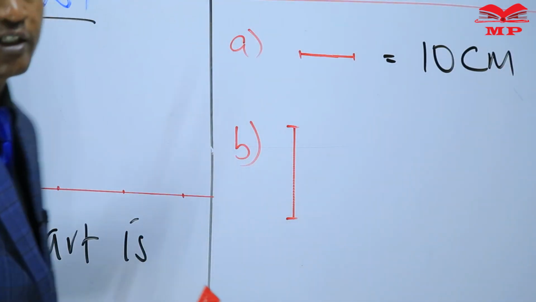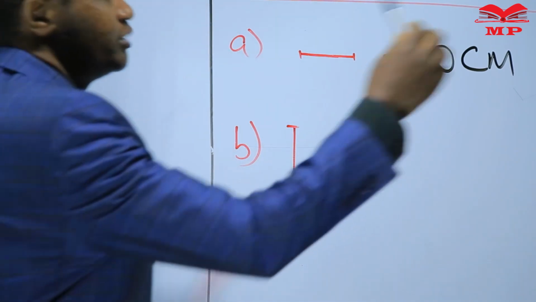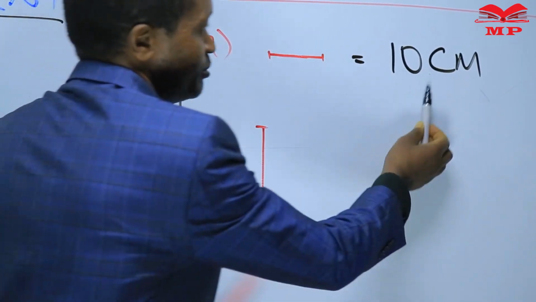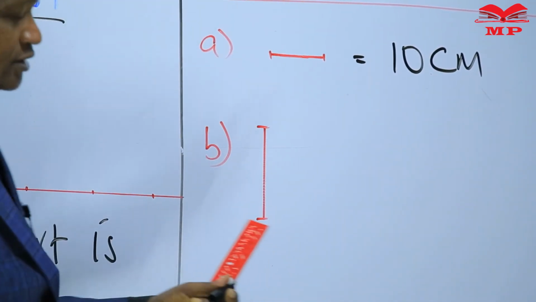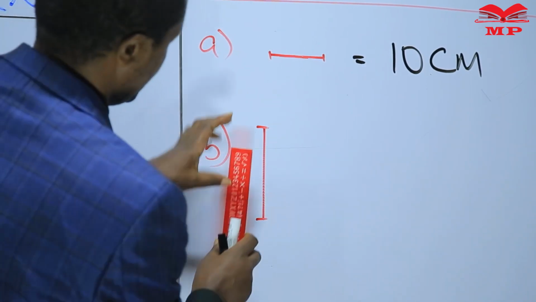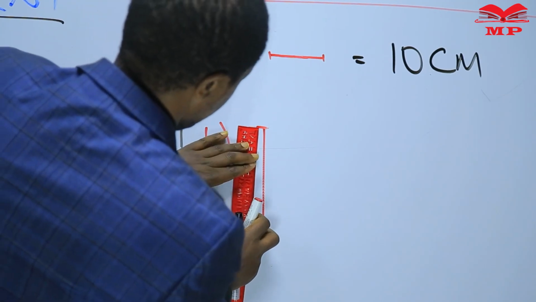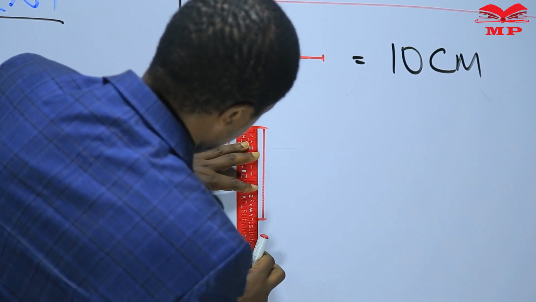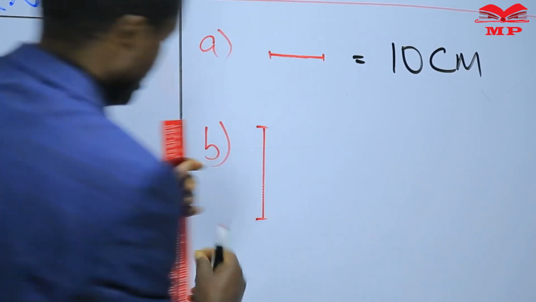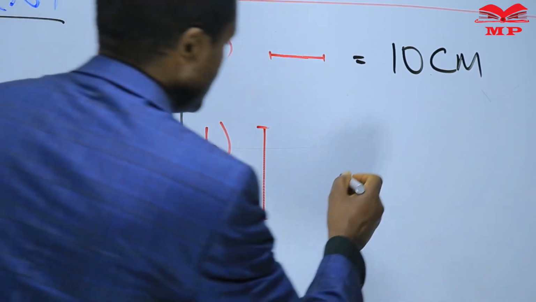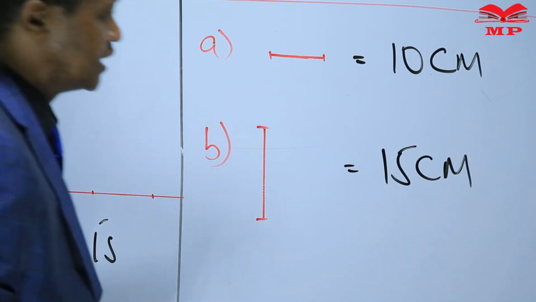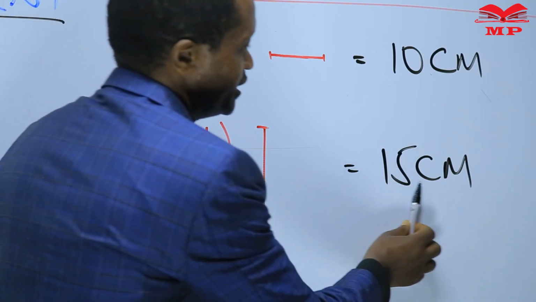We said the short form of centimeters is cm. You write 10 cm. Cm stands for centimeters. Let's now measure the length of line B. Line B is measuring exactly 15 centimeters. So this line is equal to 15 centimeters, 15 cm.